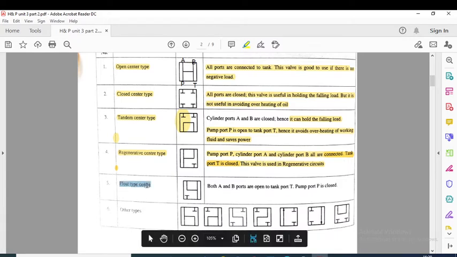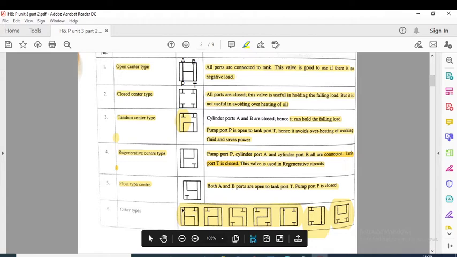Then the fifth position is the float type center. You can see here both A and B are connected to port T, and pump port P remains closed here. Then there are some other types, but the main important types are listed here, which are five.